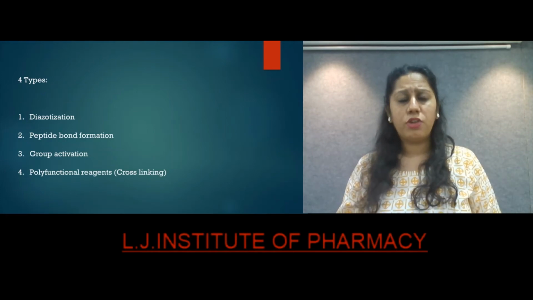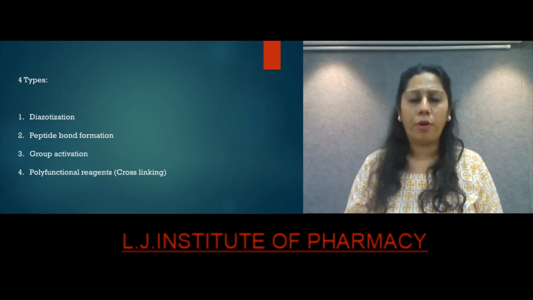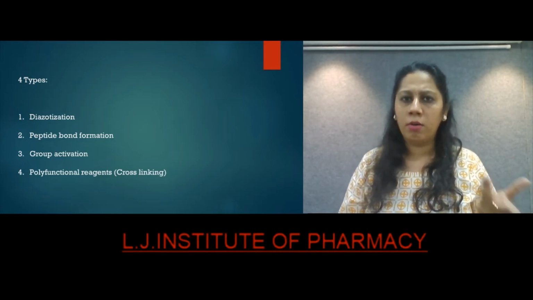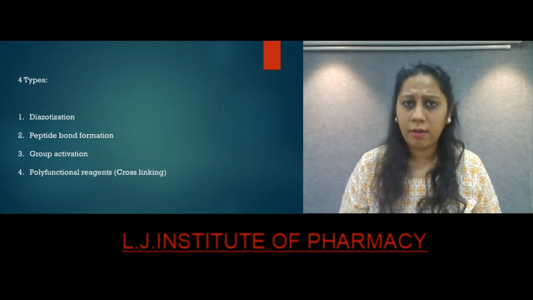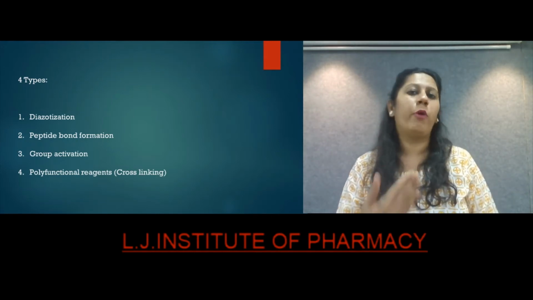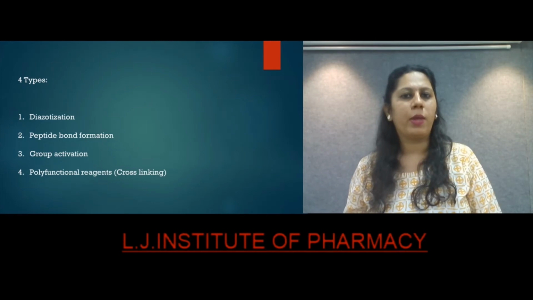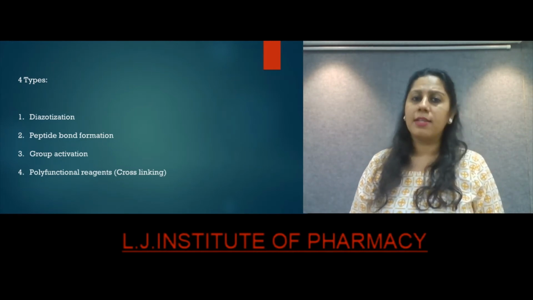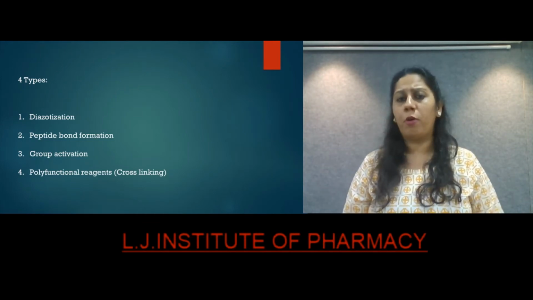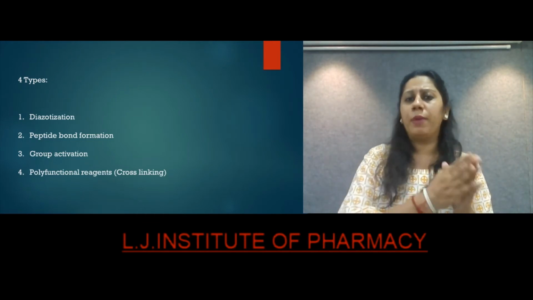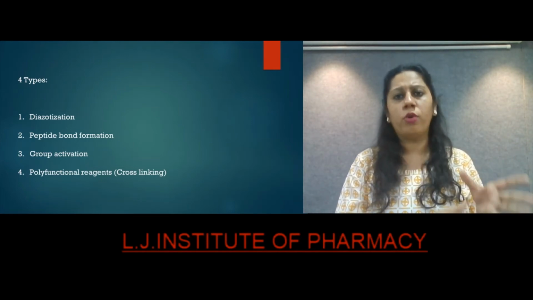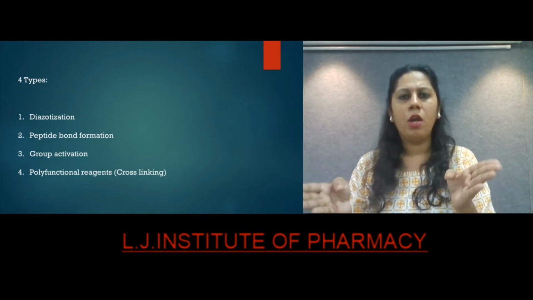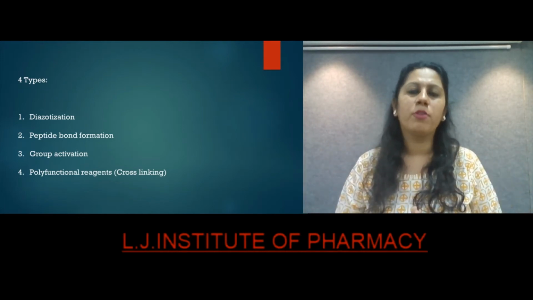Diazotization is the formation of a diazo bond, which mainly takes place between an amino-silated support, any support modified to have amino groups, and the enzyme. Next is peptide bond formation. Now you all know the peptide bond, it is CONH. It may take place between the CO group of the carboxyl group of the enzyme and the amide group of the support, or vice versa, which will form a peptide bond, a CONH bond.